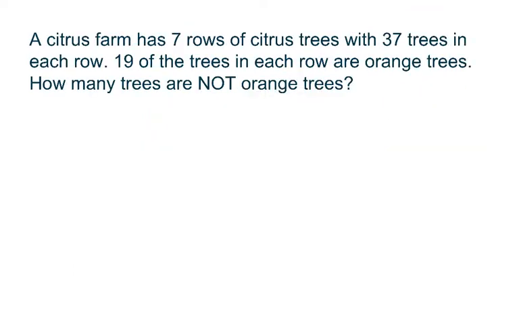All right, next problem. A citrus farm has 7 rows of citrus trees with 37 trees in each row. 19 of the trees in each row were orange trees. How many trees are not orange trees? Go ahead and solve this problem. A model might do you some real good if we're solving this problem.